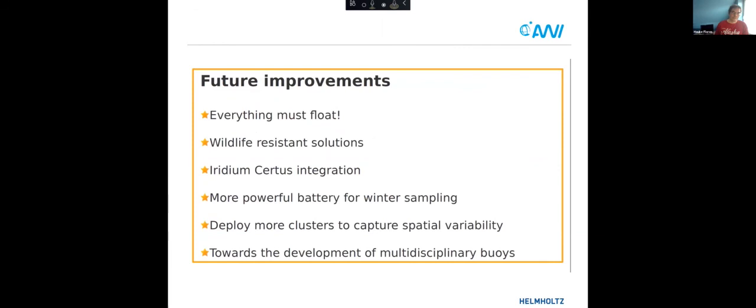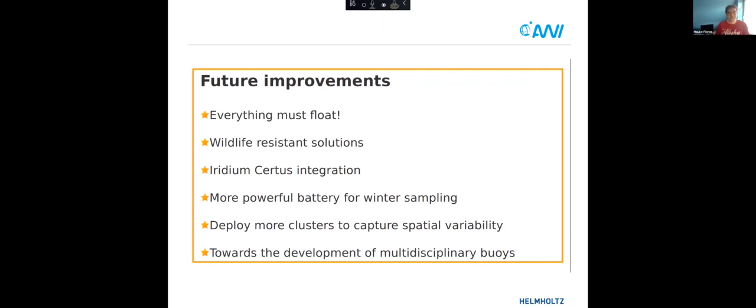So thinking towards the future, we are constantly discussing what we can learn from that and how the next generation of such a device should look like. First conclusion is it always must float, because the ice can always go away and these things are expensive. So you want to keep a chance to recover them. And I think this system is actually floating, but I don't know if all the parts are floating. We should improve, again, the resistance against polar bears.